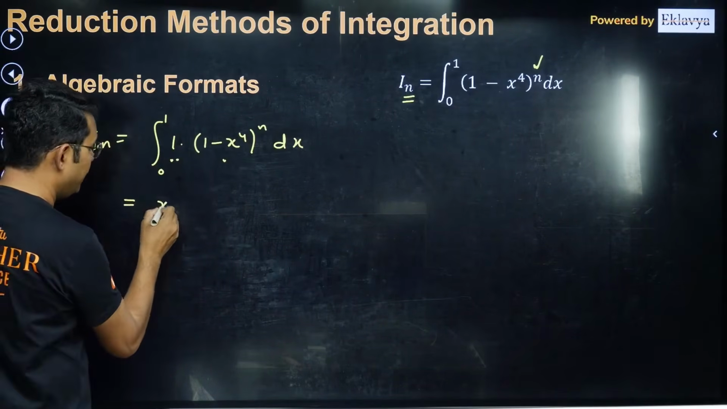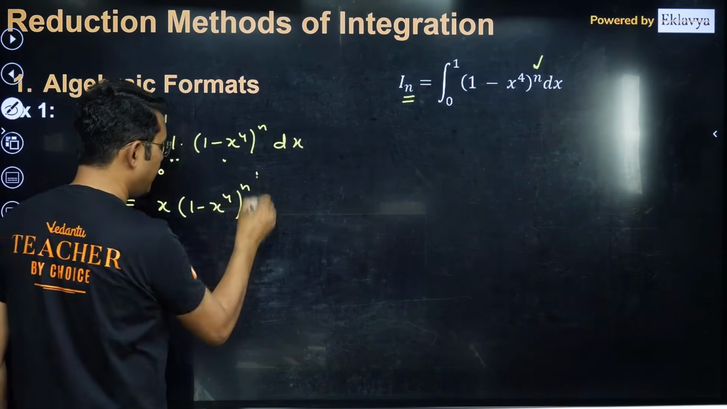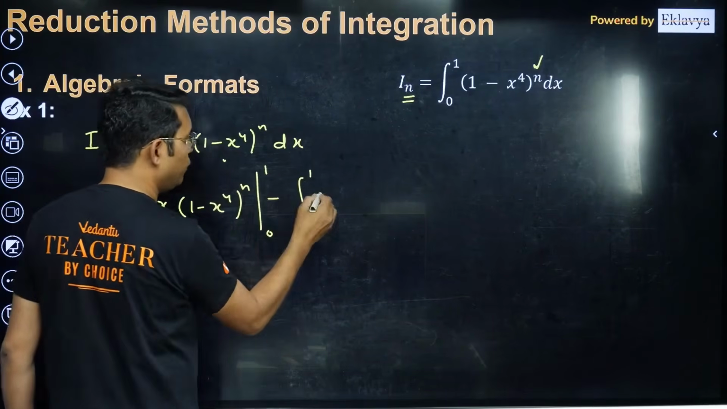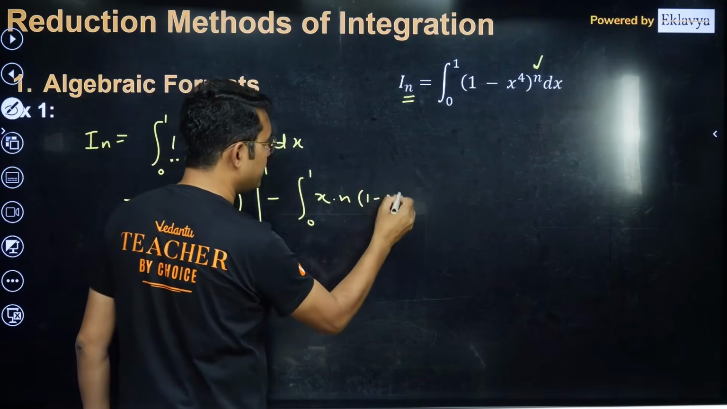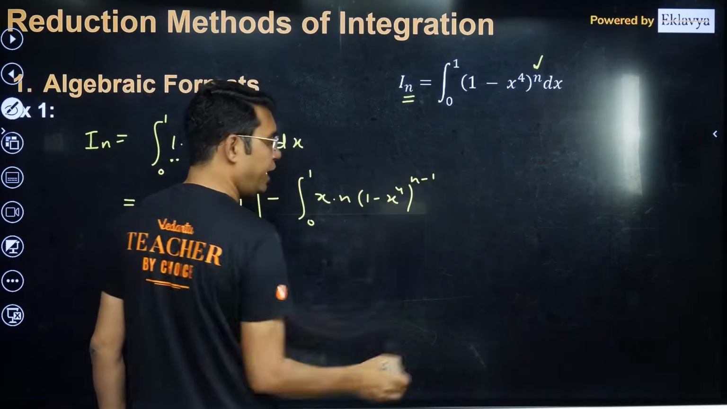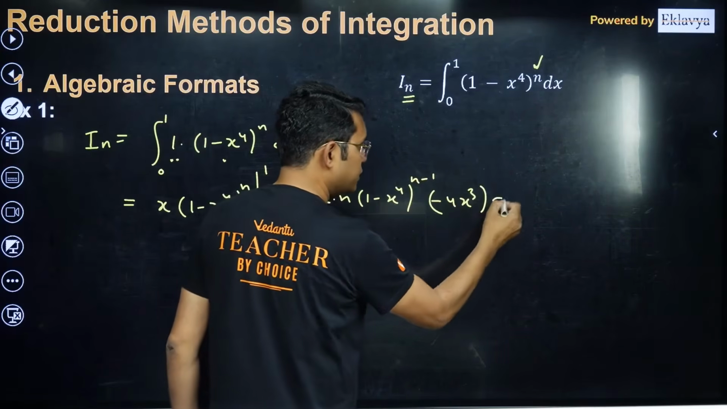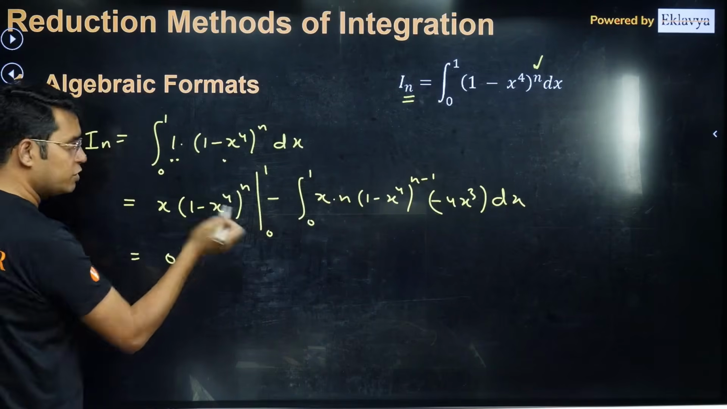So I will be having the integral of x times (1 minus x⁴)ⁿ, from 0 to 1, then minus the integral from 0 to 1 of, integral of 1 is x, differentiation of this: n into (1 minus x⁴) to the power n minus 1, into minus 4x³ dx. Now if you put 1 and 0 here, I think we get 0. So this will be just 0.